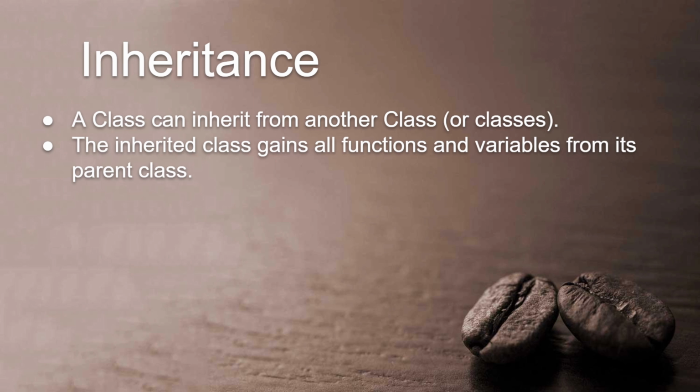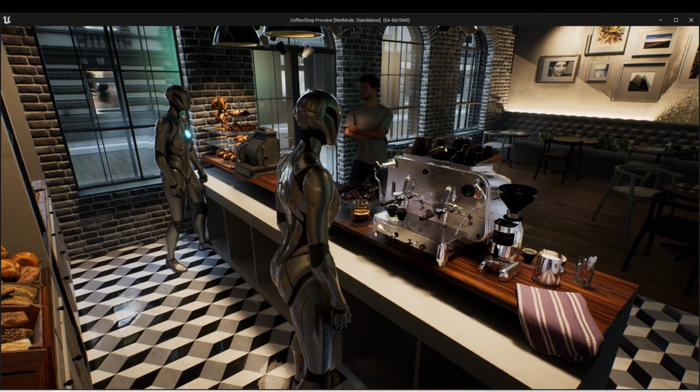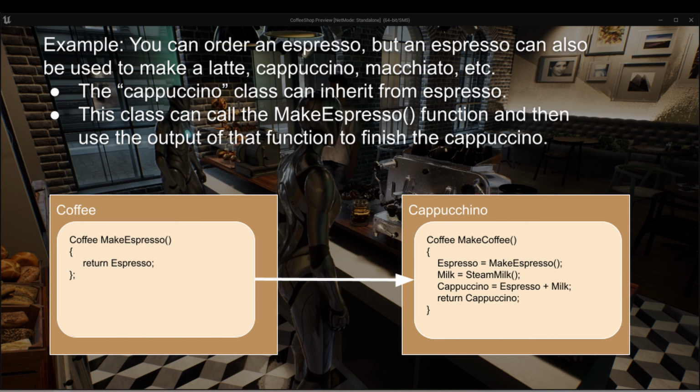Inheritance says a class can inherit from another class or multiple classes, and the inherited class gains all functions and variables from its parent class. Let's say we have a barista class that knows how to make several different coffee types. And if you know a little bit about coffee, you know that an espresso is the base of many other common coffee orders. So we can use our espresso class as the parent, and then other classes can inherit from that. For instance, latte, cappuccino, macchiato, and any other thing that requires espresso as a base.